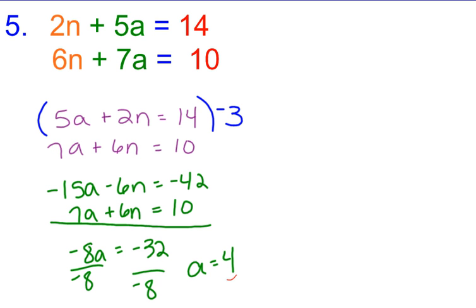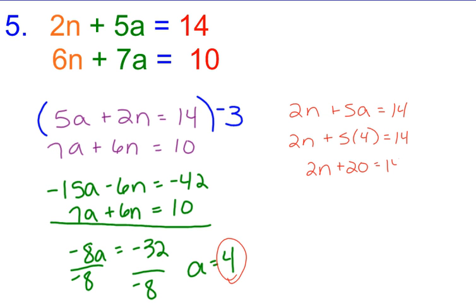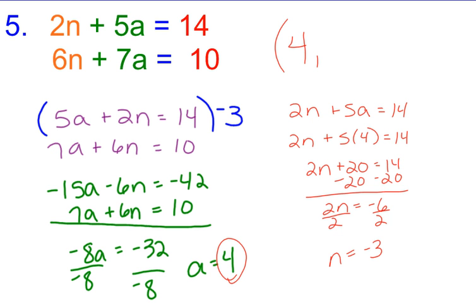Then when I try to substitute, I'm going to take this 4 and I'll just pick my top equation. Doesn't matter which equation you pick, they both work. And where the a is, I'm going to put a 4. So I have 2n plus 20 equals 14. Minus 20 from both sides, I'd have 2n equals negative 6. And then I divide both sides by 2, so n equals negative 3. So my ordered pair, because I'm going to go alphabetical because I'm not sure which one's the independent and dependent variable, I would say is (4, negative 3). Hopefully that is a quick refresher for you on the elimination method. And we've done all three now.